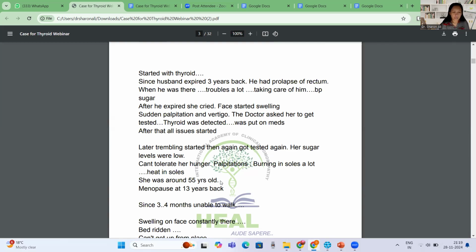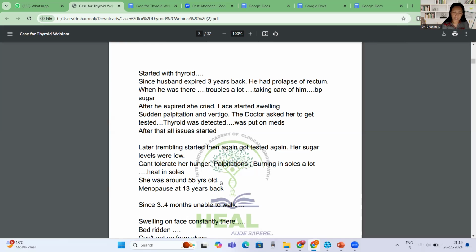So this patient started with thyroid, and the husband had expired 3 years ago. He had a prolapse of the rectum, and there was a lot of trouble. They had to take care of him. He had blood pressure, he had sugar, and then he expired. And she cried. She cried and she cried, and her face started swelling. After that, she started developing palpitations and vertigo. Then the doctor tested her, and she was detected with thyroid.